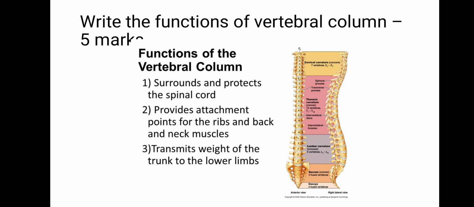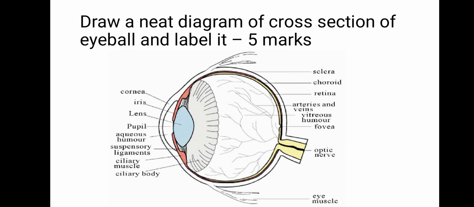Draw a neat diagram of cross-section of eyeball and label it. The eye is a specialized sense organ that helps us to understand our environment. It is a sensory unit composed of 3 parts: receptor, sensory pathway, and a brain center. It is spherical in shape. It is about 2.5 centimeters in diameter. Situated in the orbital cavity.